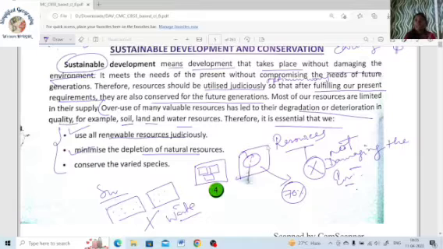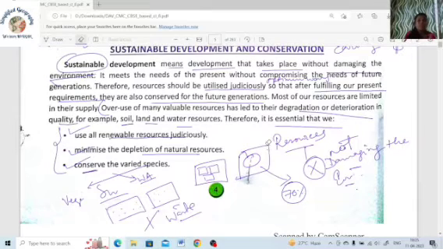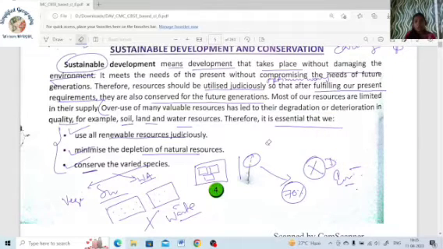As you can see, we have a limited amount of resources, so you need to stop the depletion and conserve the varied species. From here comes the vegetation as well as wild animals also. You need to conserve all of them. So this is sustainable development, which is one of the most important topics of this chapter.